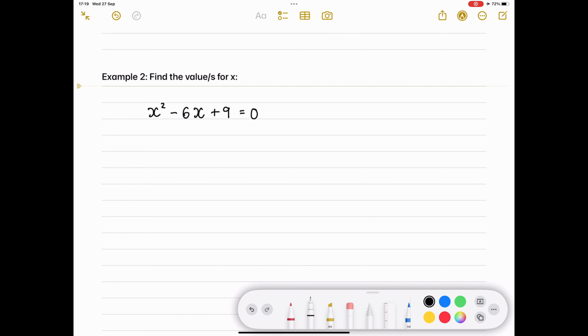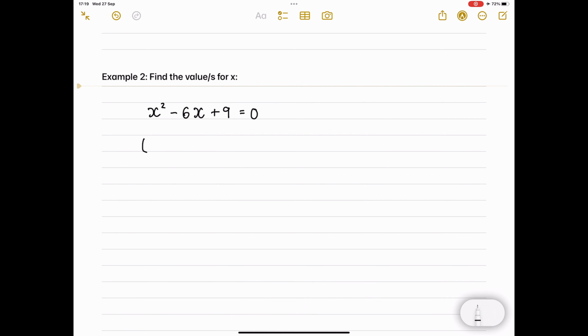And as a matter of fact, you see that, yes, you can factorize this. Its factorized form is (x - 3)(x - 3), which is the same as saying (x - 3) all squared is 0. So then x would be equal to 3, and you only have one value for x. That means that the discriminant will be equal to 0, and that means that it's a repeated root.